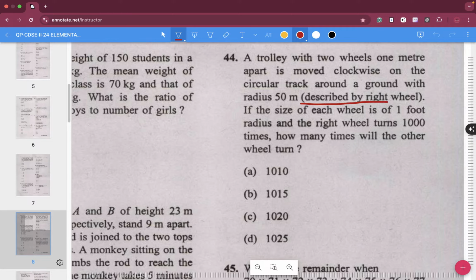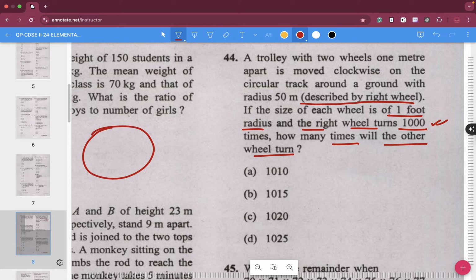Described by the right wheel. If the size of each wheel is of 1 foot radius and the right wheel turns 1000 times, how many times will the other wheel turn? Okay, so you have a track something like this.